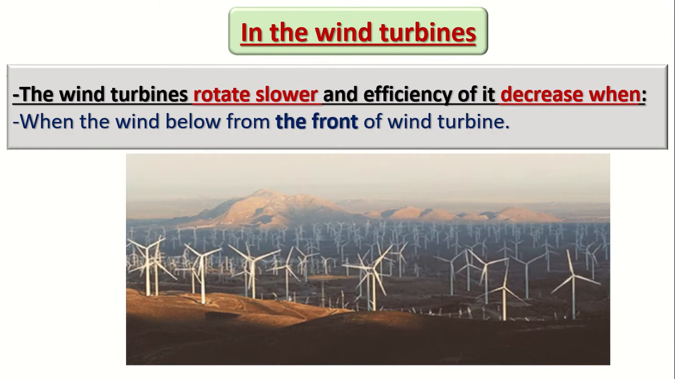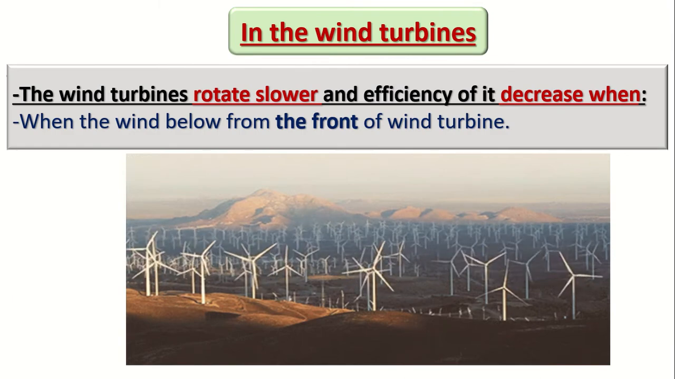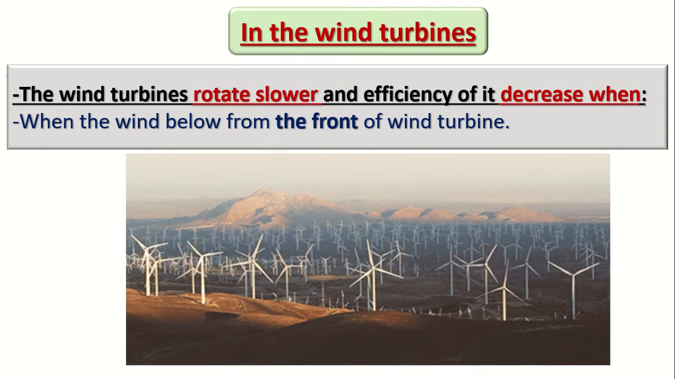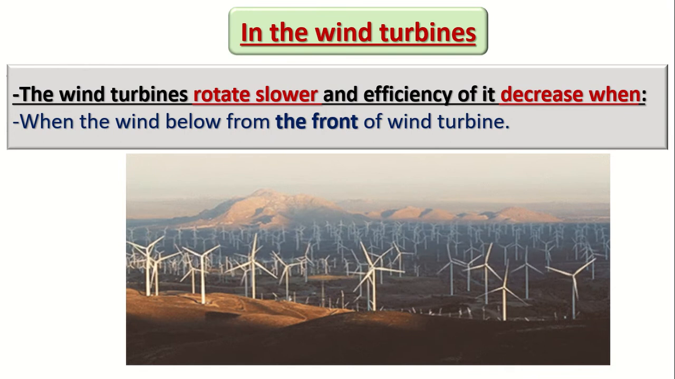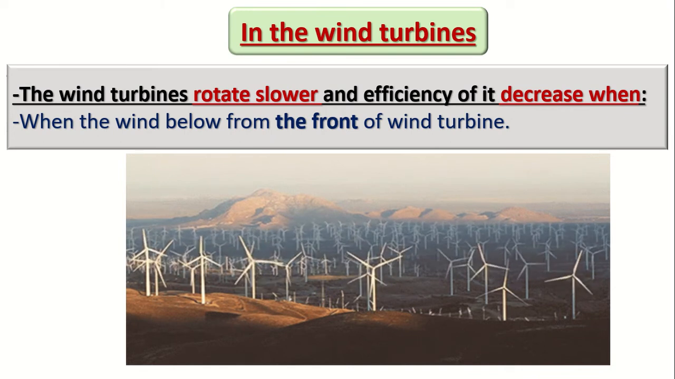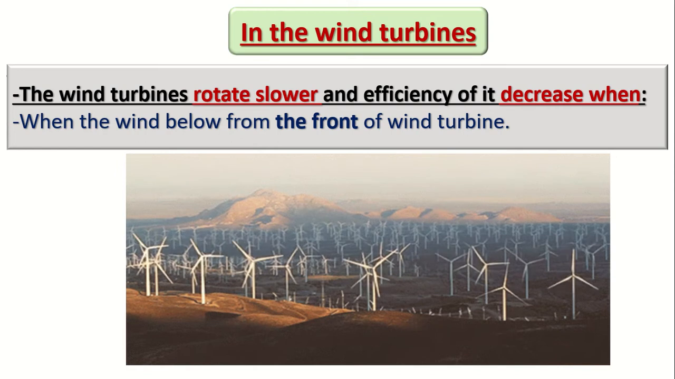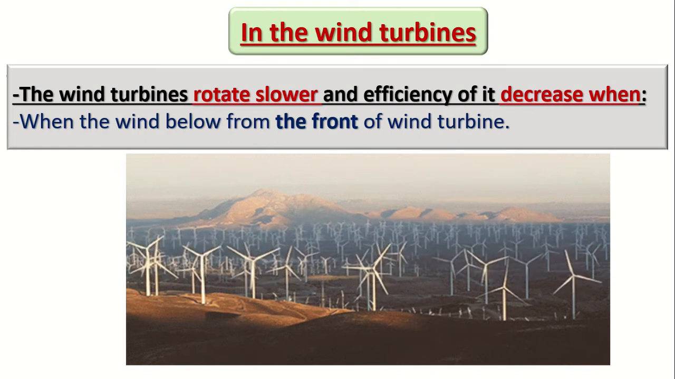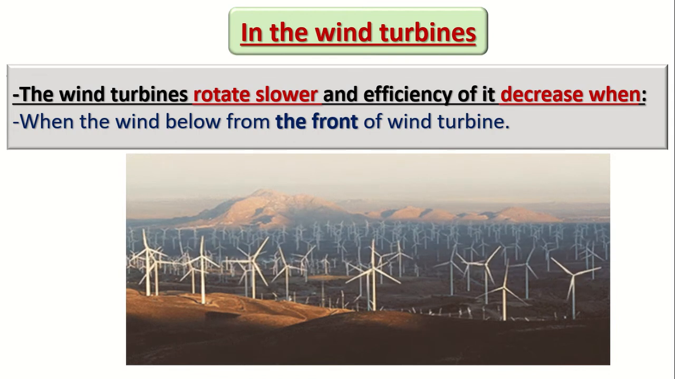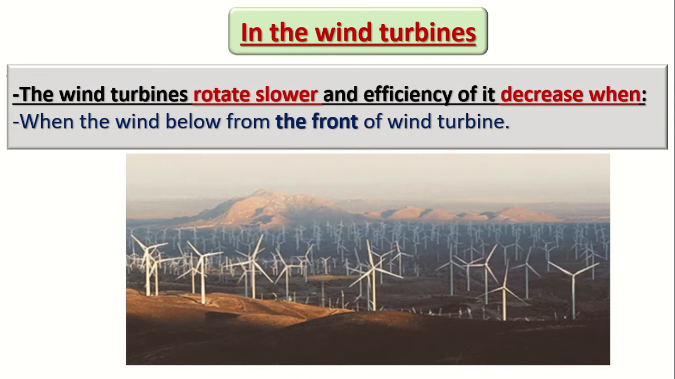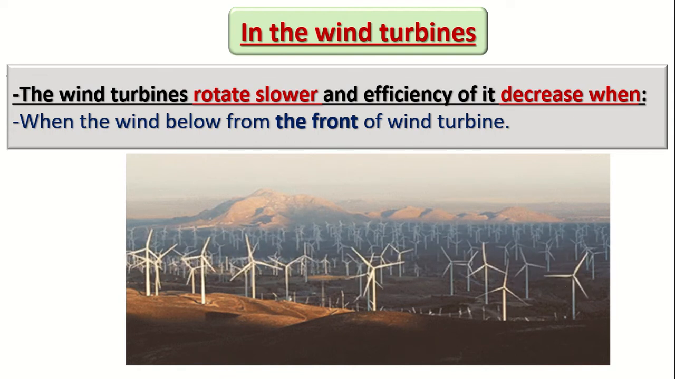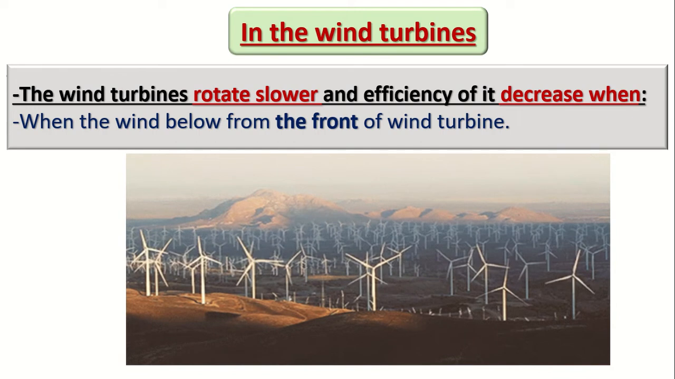Okay, now let's talk about how the wind turbines can move slower. Number one, by blowing the wind from the front, as we said. Blowing the wind from the front will decrease the speed of the windmills, or make them rotate slower. Number two, we can also increase the number of blades, because increasing the number of blades will make it rotate slower. Number three, we can also decrease the kinetic energy, because it will make it rotate slower.